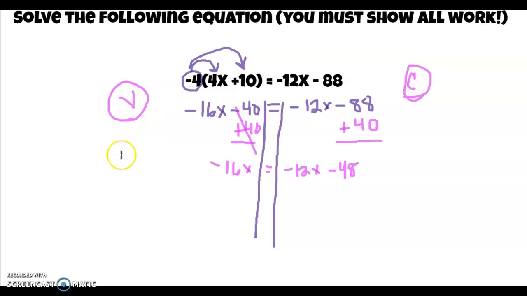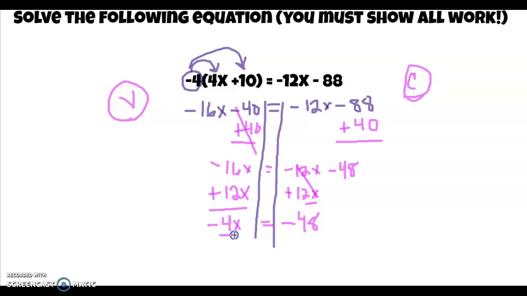Now, because I still want my variables on the left side, I have variables here on the right side that I have to zero out. So I'm going to do the opposite. I'm going to add 12x to both sides so that I can zero it out on the right side and put them all on the left side. I have more negatives than positives. 16 minus 12 then is 4x's. And I bring that negative down because I have more negatives. So now I just have a -48 on this side.